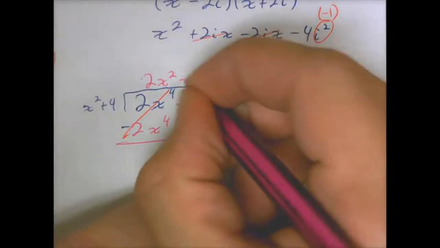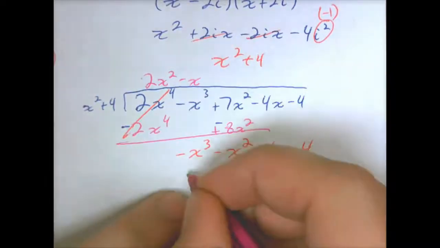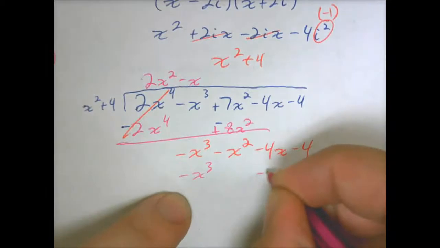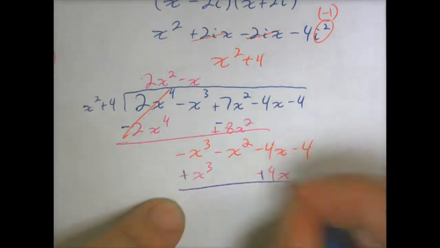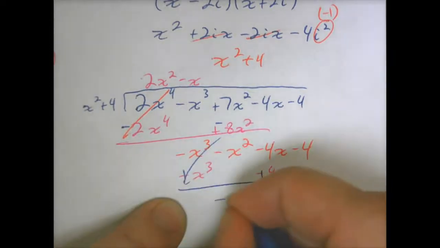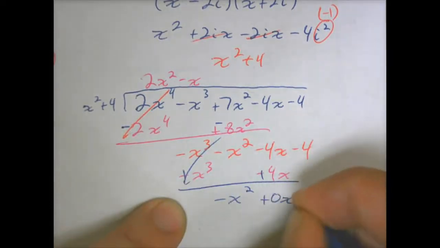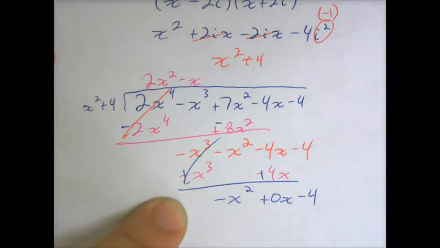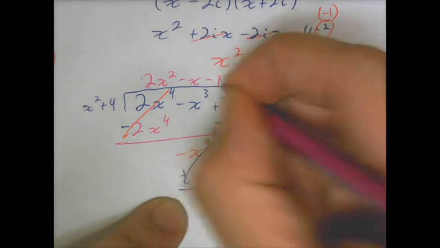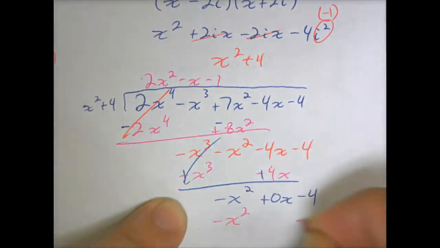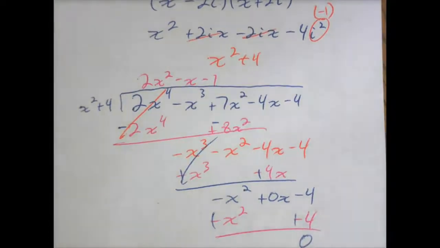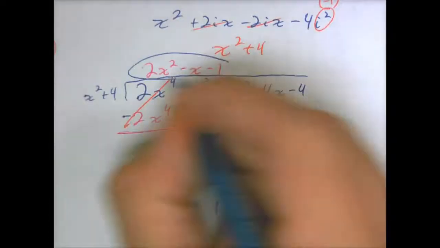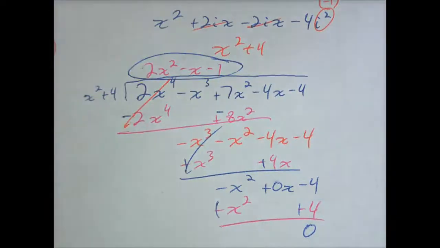So I can multiply this by negative x, and then negative x times x squared is negative x cubed minus 4x. When I change the signs, those terms will go away. So I have negative x squared plus 0x minus 4 left. I can multiply by negative 1, so I get negative x squared minus 4 left. And I have a 0 remainder. So what that means is my other zeros are stuck inside here.